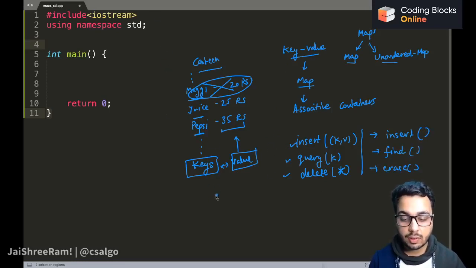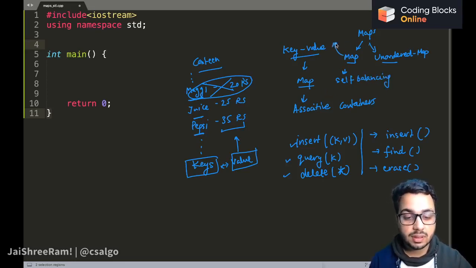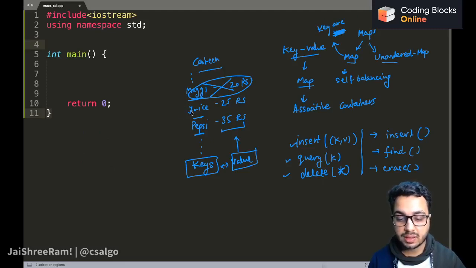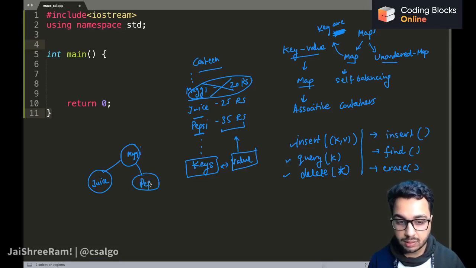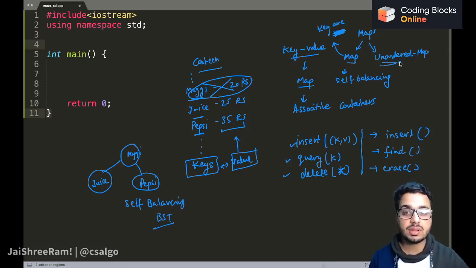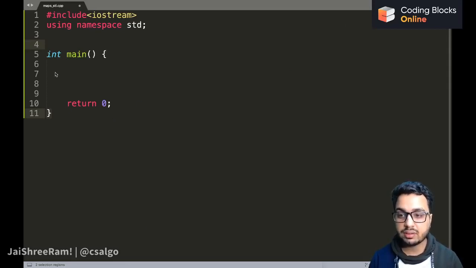One more thing, how does this happen internally? A map maintains a self-balancing BST to do the work. One special thing about the map is that keys are ordered. All the objects are ordered according to the keys. For example, you insert these items, Maggie, juice and Pepsi, and M comes after J. So this is where the juice would be, this is where the Maggie would be, and this is where the Pepsi would be. It would be a self-balancing BST, and ordering is defined by the key. Keys are ordered in maps, and in unordered maps the keys are not ordered. Let's see the implementation now.